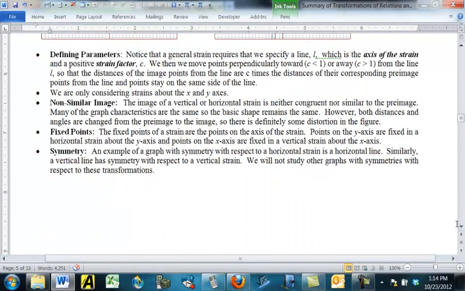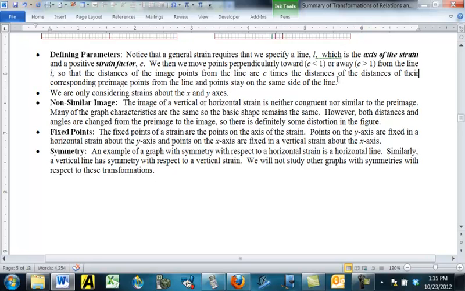So in general, a strain requires that we specify a line. We'll call the line the axis for the strain, and a positive strain factor C. And then we move points perpendicularly toward or away from that line so that distances of the image points from the line are C times their corresponding distances of the pre-image point, and the points are on the same side of the line. They don't flop on the other side of the line.